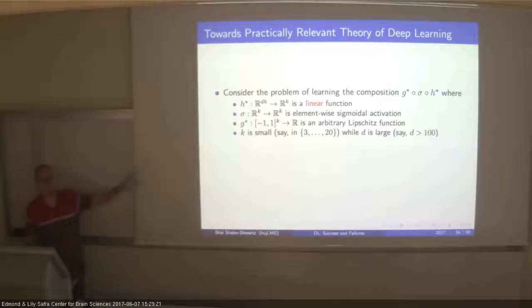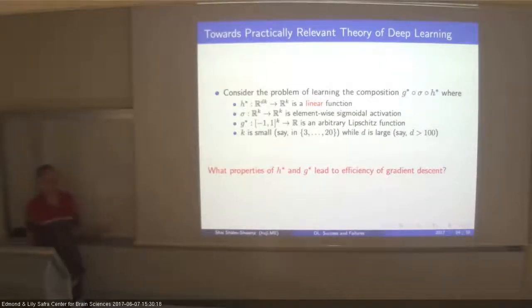So we have something that I'm very excited about. Look again at a very simple problem of the composition of composition. We want to learn a composition of G star over sigma over H star, where H star is the first function. It is a linear function from D to K. Sigma is just an element-wise sigmoidal activation, and then G star is some arbitrary function, say it is Lipschitz, but K is very small, say 3, 4, 5, okay? So we start from high dimension, D is larger than K, say D is 300, and we go into dimension three by a linear function. And then we do some nonlinear function, okay?